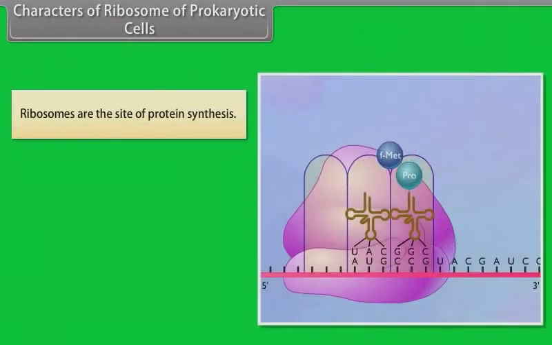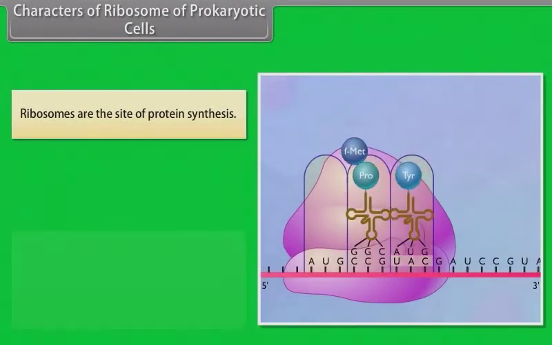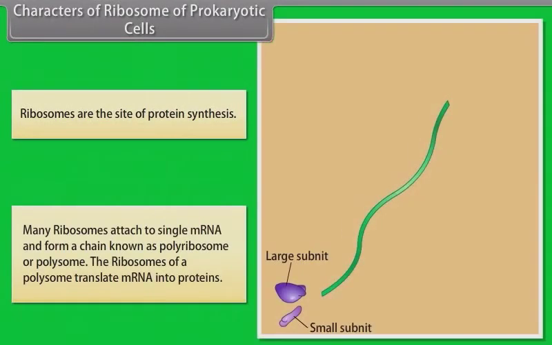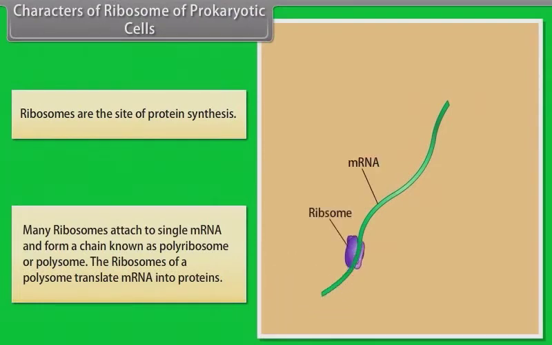Ribosomes are the site of protein synthesis. Many ribosomes attach to a single mRNA and form a chain known as a polyribosome or polysome. The ribosomes of a polysome translate mRNA into proteins.